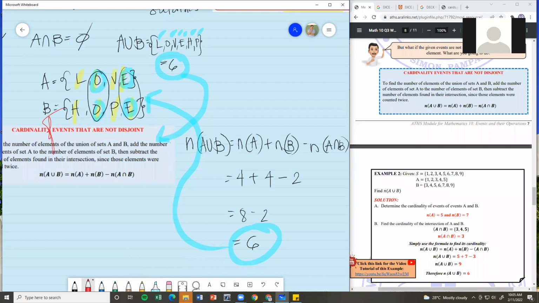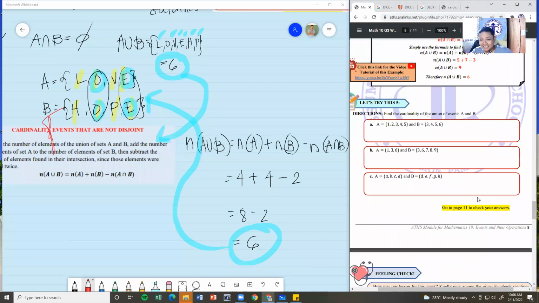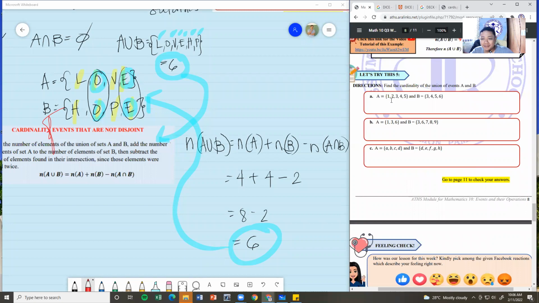Can you follow? Show me a reaction if that's clear to you. Very good. And that's it. We're done. Even if we do this, just simply count the numbers in all. And if there are intersections or common, just count them one.